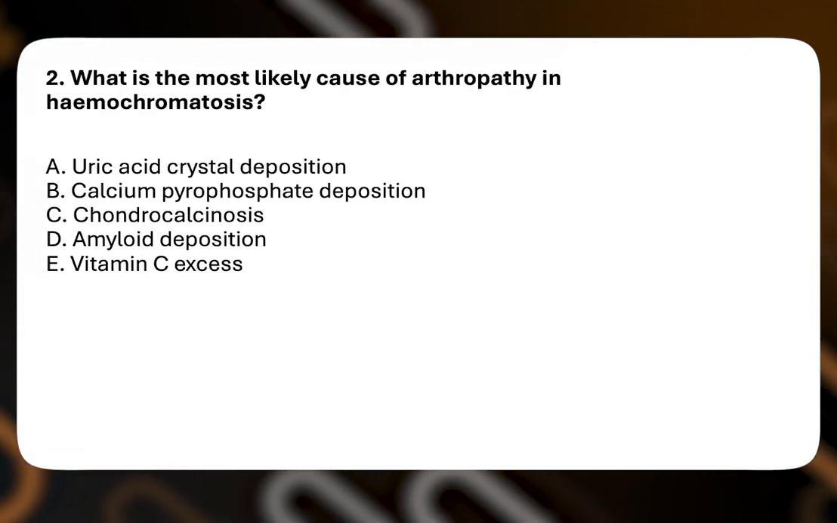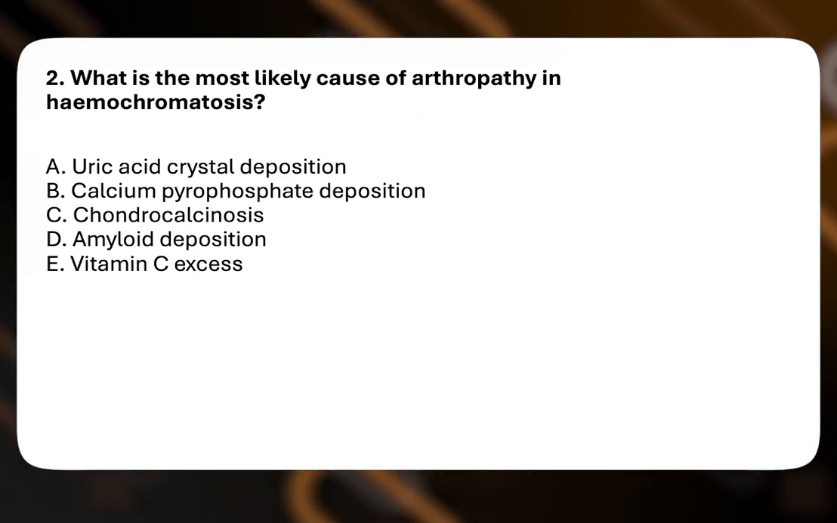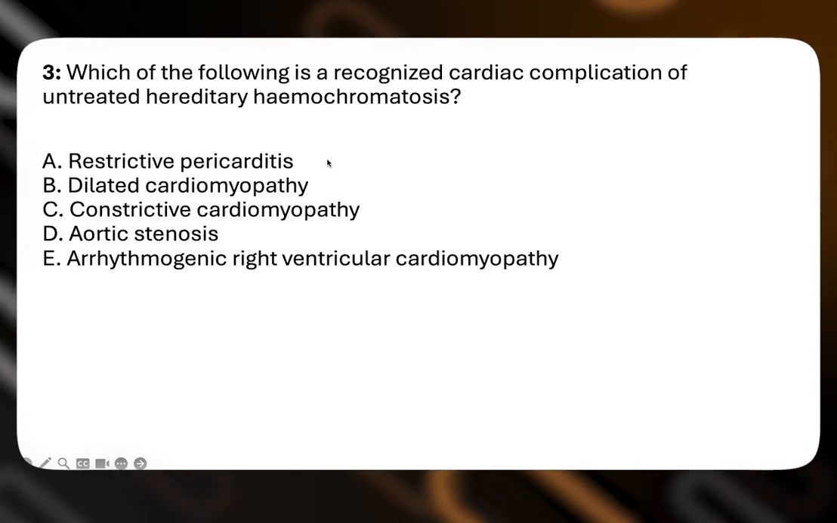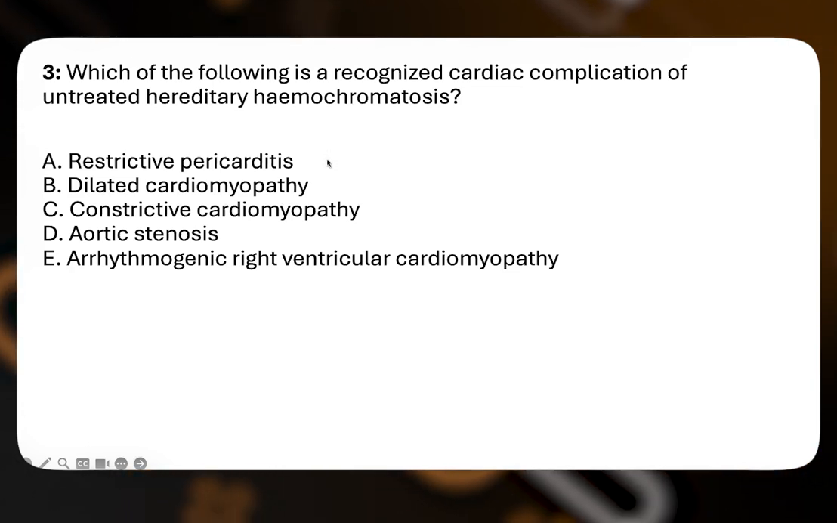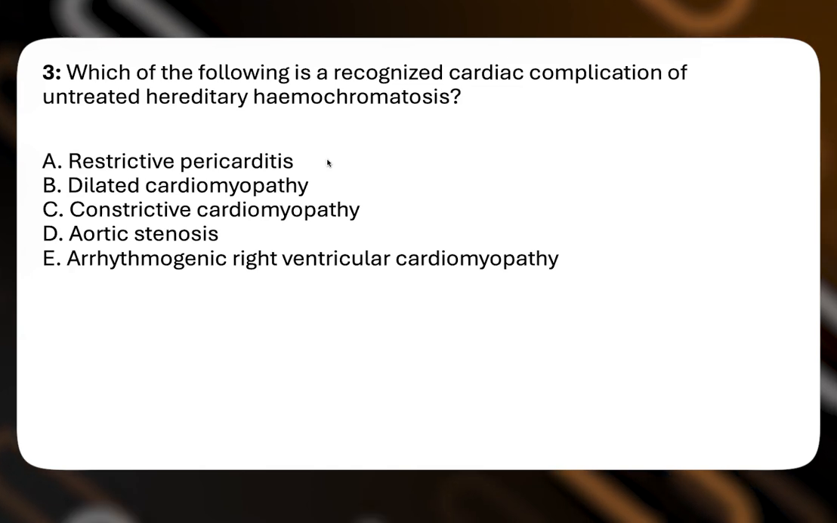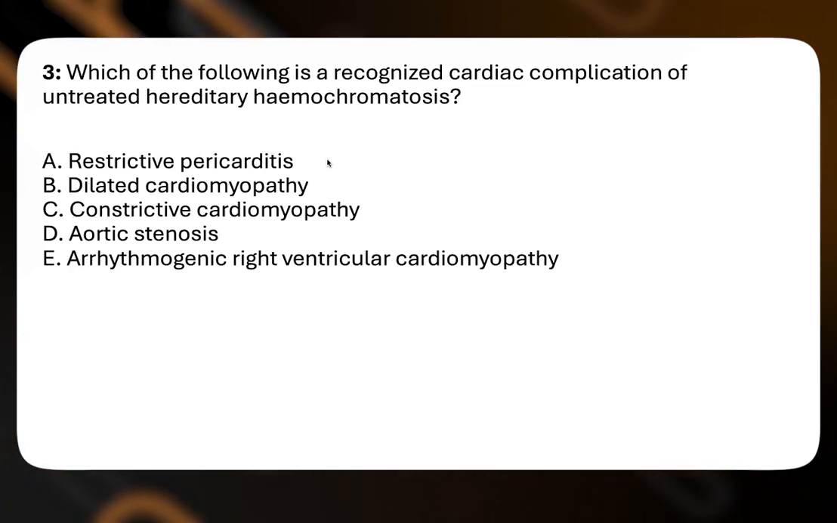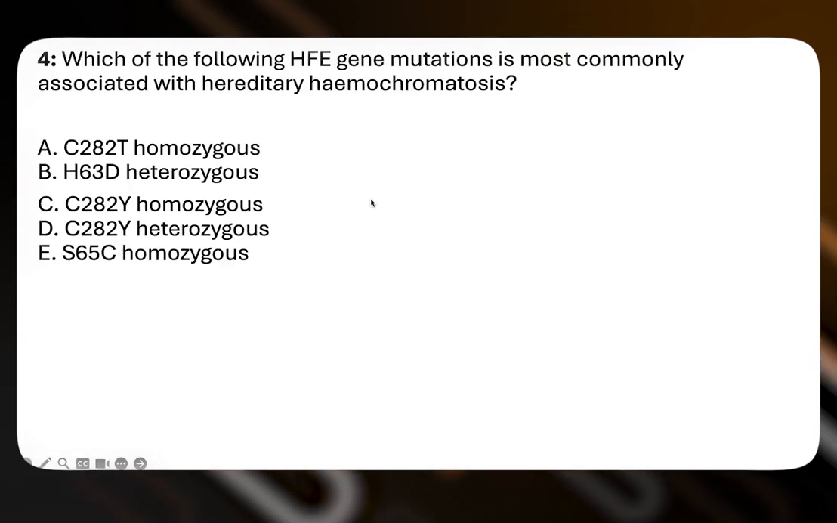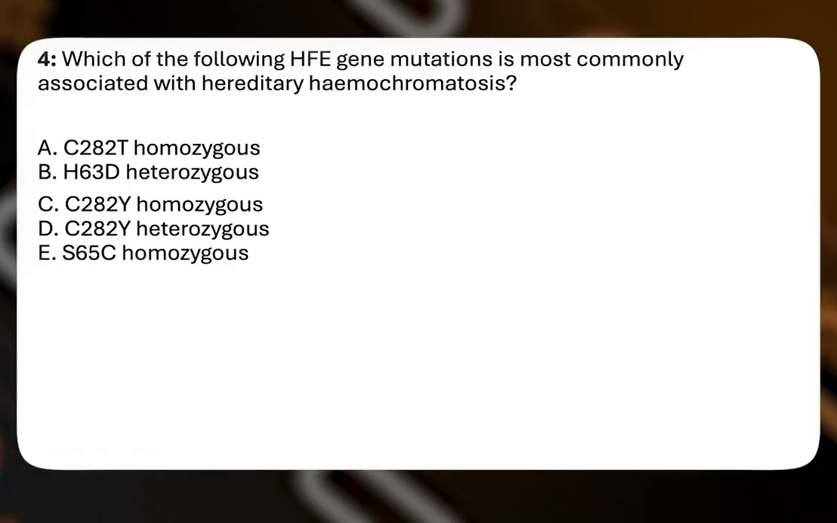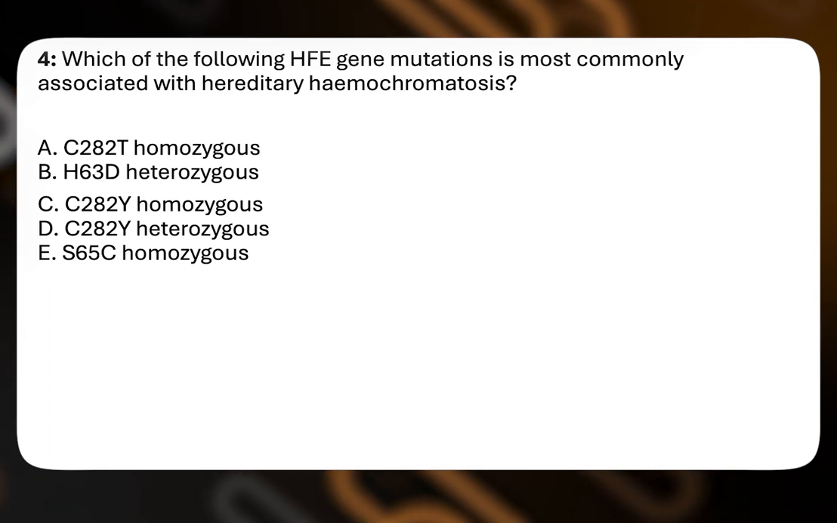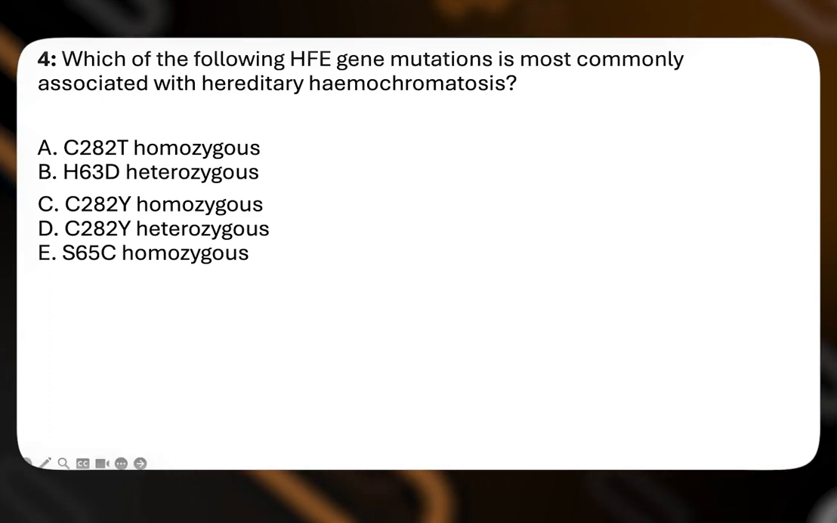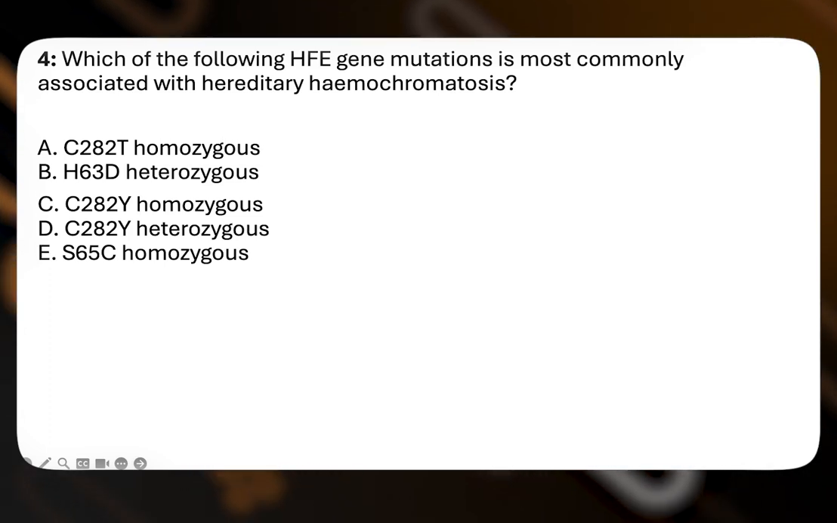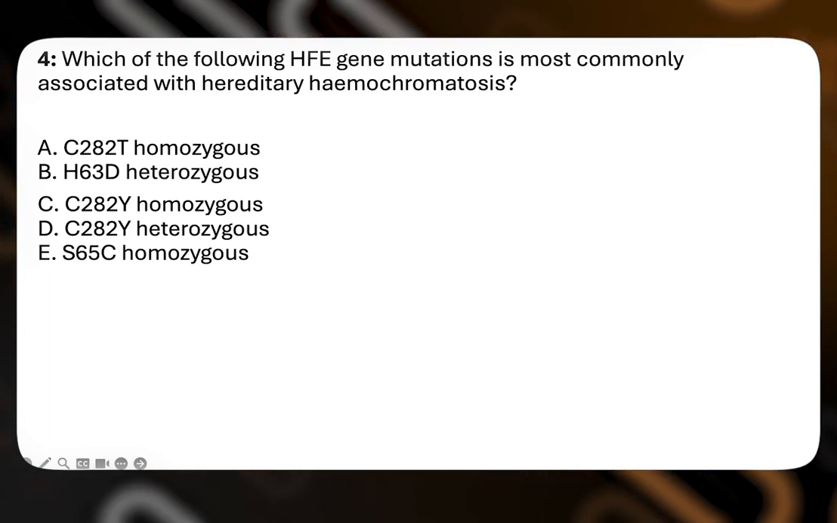What is the most likely cause of arthropathy in hemochromatosis? Which one of the following is a recognized cardiac complication of untreated hereditary hemochromatosis? This is a tricky question. Which of the following HFE gene mutations is most commonly associated with hereditary hemochromatosis? Guys can answer, no problem. Even if it is wrong, doesn't matter, but you try to attempt the questions. Anyway, we'll come back again once we go over the theory.